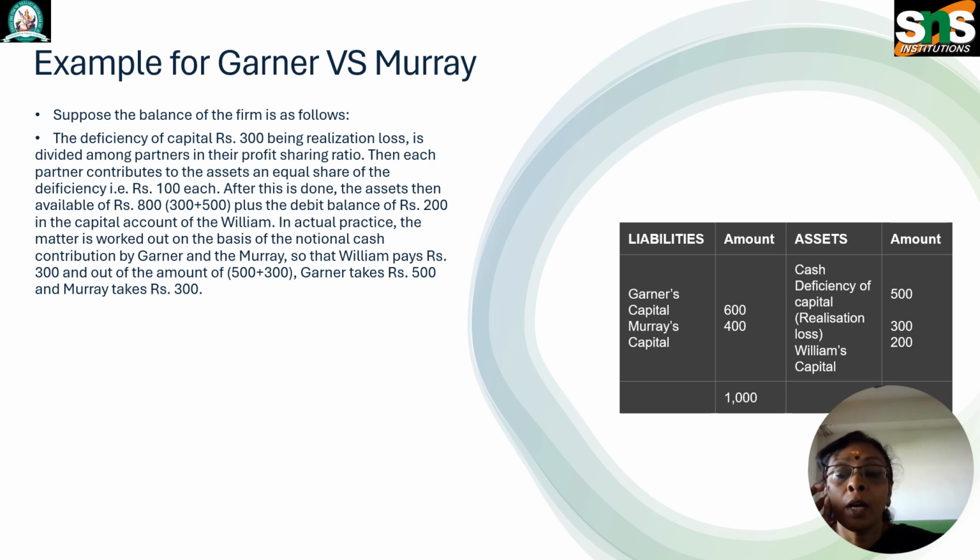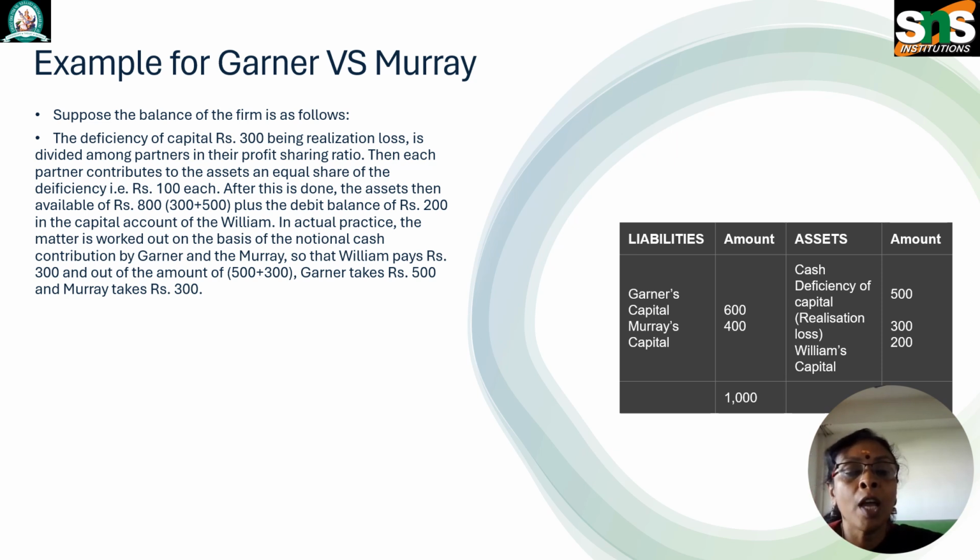Next, here the assets and liabilities of a particular partnership firm are given, along with Garner's capital and Murray's capital. The deficiency of capital is 500, the loss on realization is 300, and Williams' capital is 200. Here, suppose the balance of the firm is as follows.